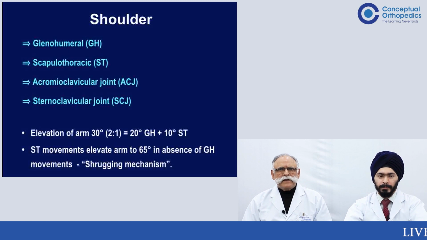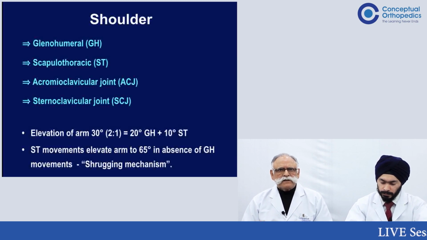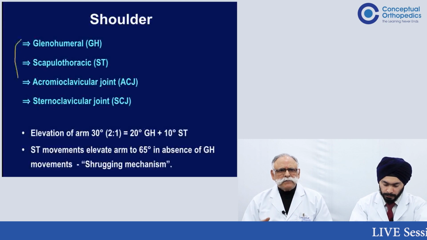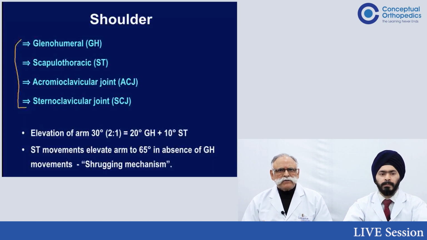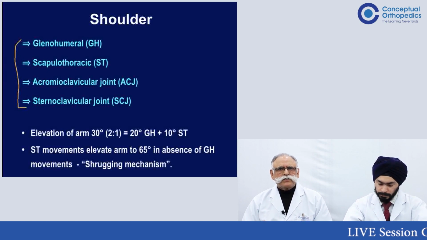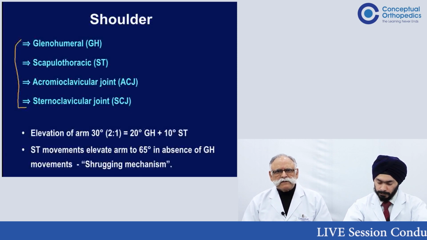The shoulder is a joint which is in fact made of four composite joints, including the glenohumeral joint, scapulothoracic joint, acromioclavicular joint, and sternoclavicular joint. All these joints come into play when shoulder problems arise.